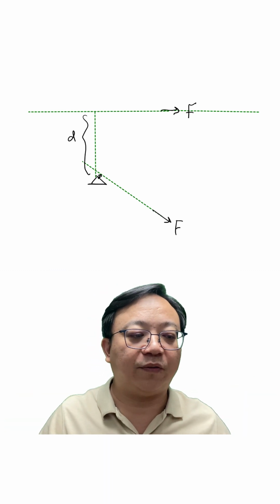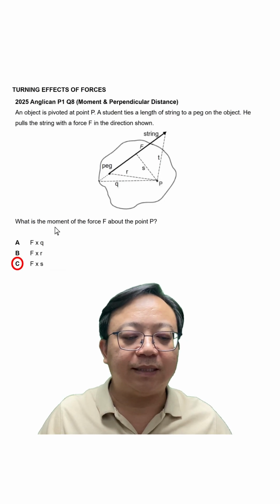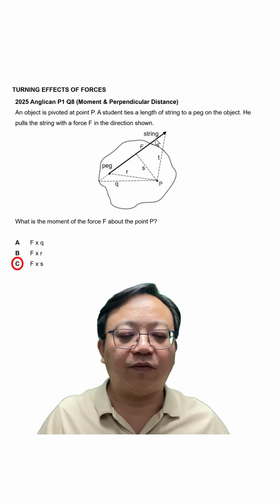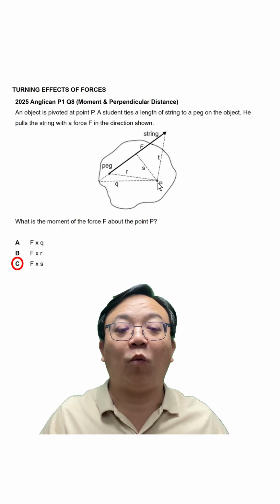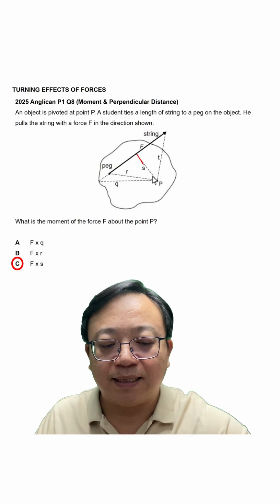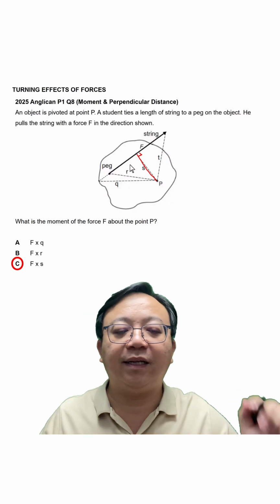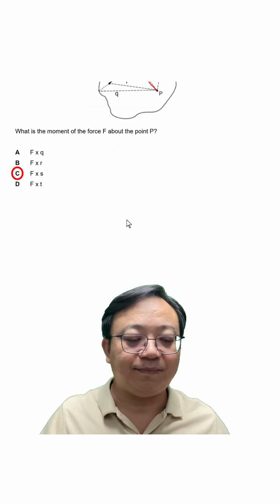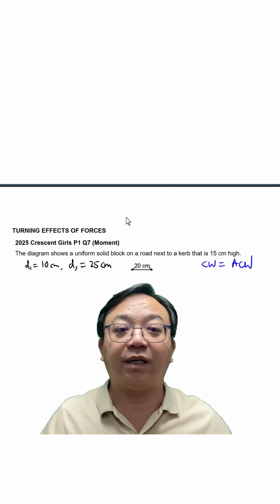So now let's take a look at the first question. Look at this one. They say, what is the moment by force F? This is the force F. This is the point P. Where's the perpendicular distance? It must be this, because this distance is 90 degrees to the F, right? That's what the answer is: F times SC.